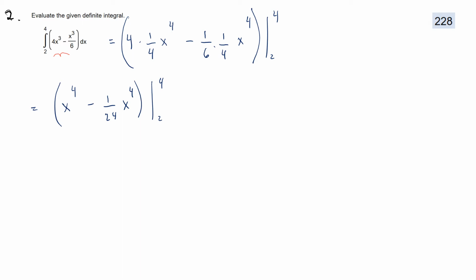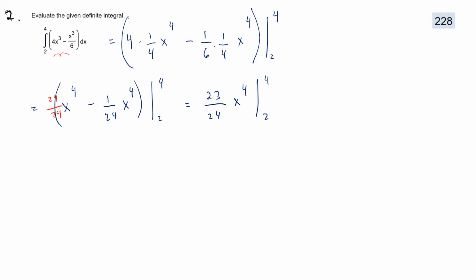But it doesn't matter. So 1x to the 4th minus 1 over 24x to the 4th, that would be 23 over 24 x to the 4th. Because this 1 in front of the x to the 4th, it's really a 24 over 24. You could look at it that way. So 24 over 24x to the 4th minus 1 over 24x to the 4th is 23 over 24 x to the 4th. And now we just have to plug in the numbers.